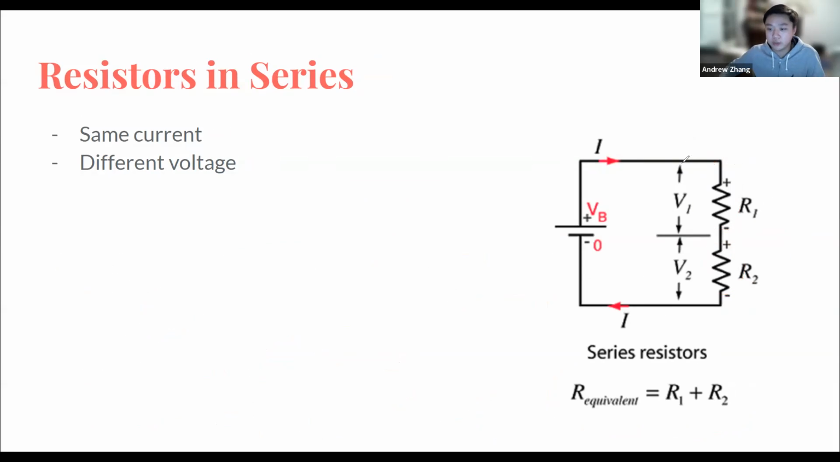Because they're part of the same branch, the current has to be the same throughout the entire thing. All the way around here, current is going to be the exact same. However, differently from before, we can't say that V1 is equal to V2, because these two aren't parallel anymore. They're in series now. So we can't just equate V1 and V2. So how do we solve this?